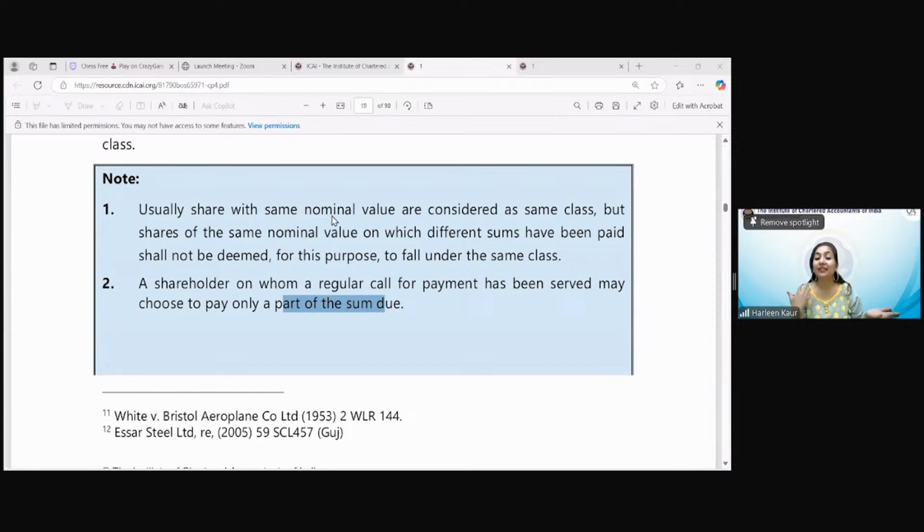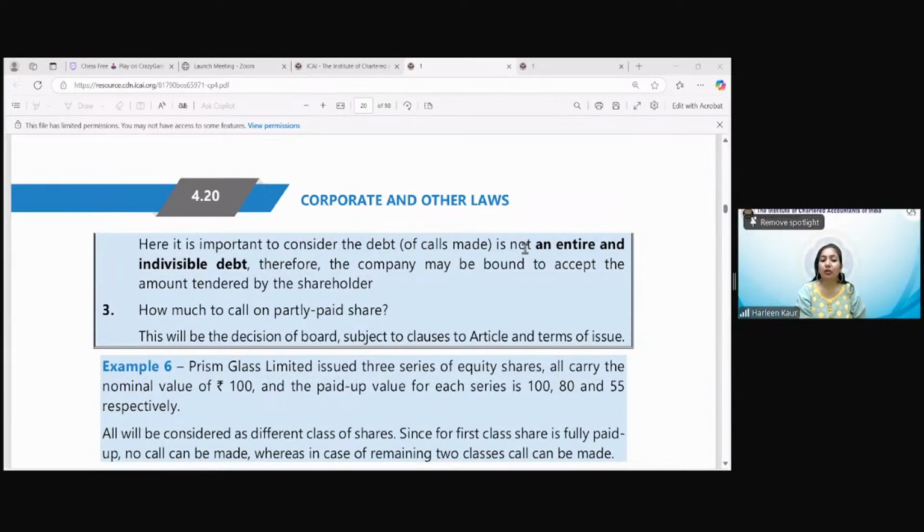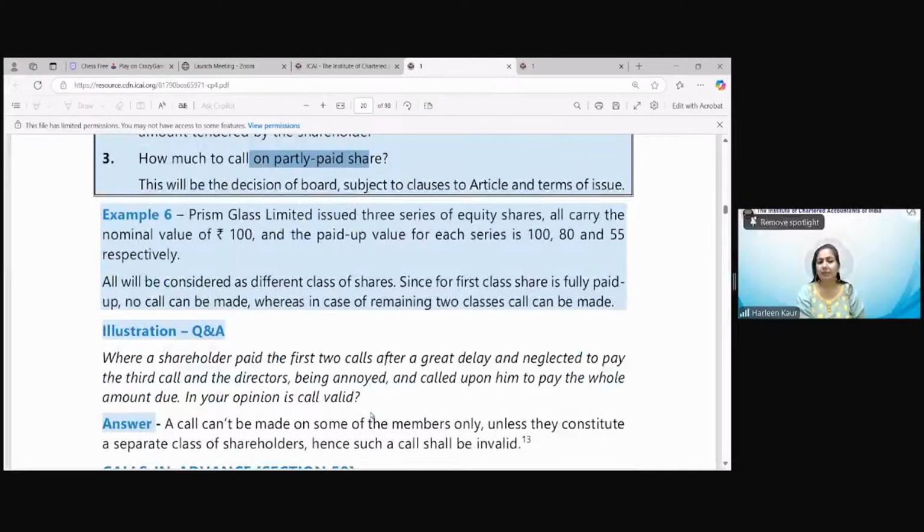You cannot say that it is not on a uniform basis. So if a shareholder is paying a lesser amount, is the company bound to accept it? Yes, ma'am, they are bound to accept it. It is important to consider that the debt of all calls is not an entire and indivisible debt. Therefore, the company is bound to accept the amount tendered by the shareholder. How much call is made on partly paid up shares will be the decision of the board, subject to the articles and terms of the issue. So it is up to the board to decide how much call on the partly paid up shares has to be made. I think example 6 will make you more clear because you are more practical students.